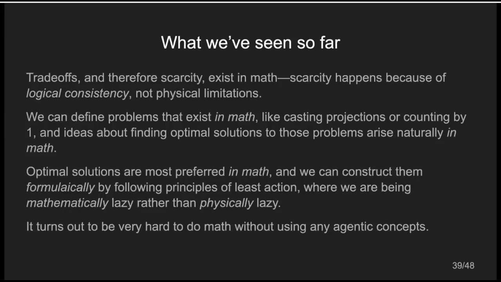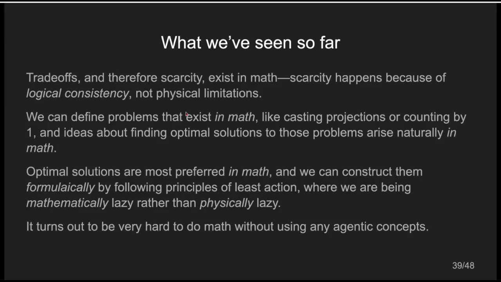So that actually brings me to the conclusion of the math portion of this, which is what we've seen so far: we have trade-offs in math, and we have scarcity, therefore, in math, which happens because of logical consistency, not physical limitation. As soon as we commit ourselves to being consistent, we end up committing ourselves to making trade-offs, which is what we need to see agency.